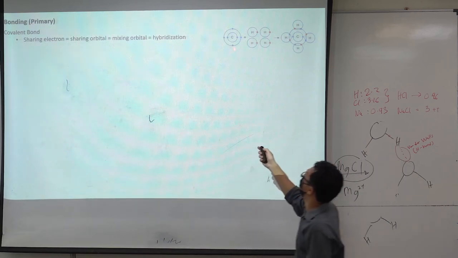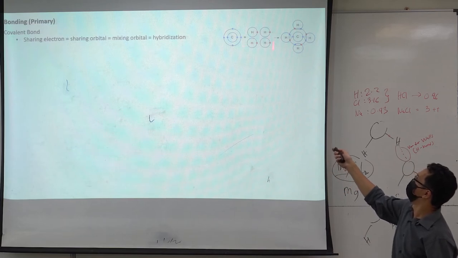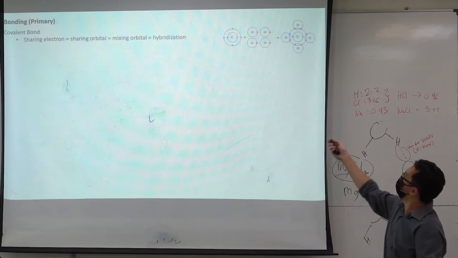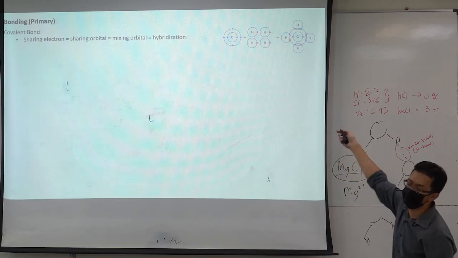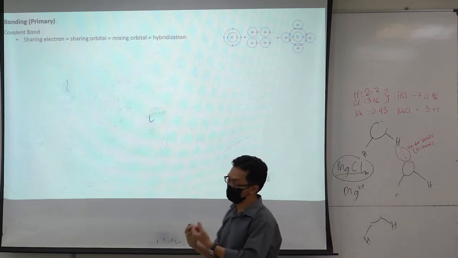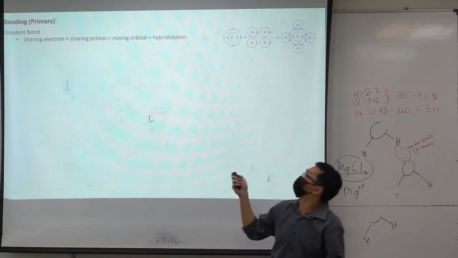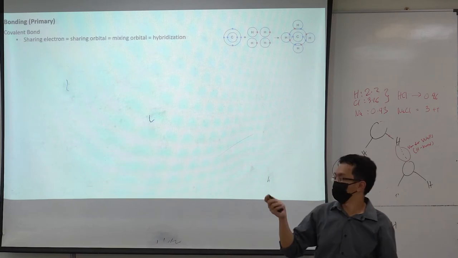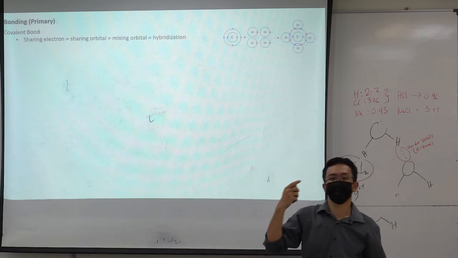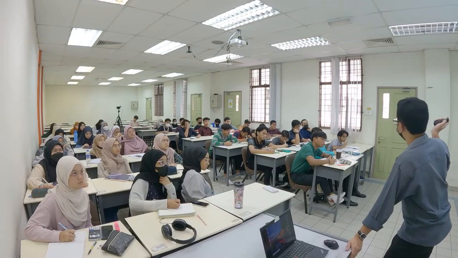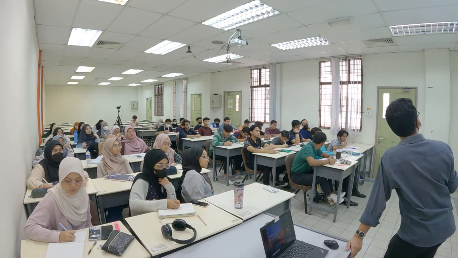So when you see the carbon and these 4 H combined together with covalent bonds, this is basically the overlapping of the orbitals. Mixing of the orbitals, that's what we call hybridization. I believe most of you who come from matriculation also learned this, right? Hybridization. You learned about sp3 and so on, right?